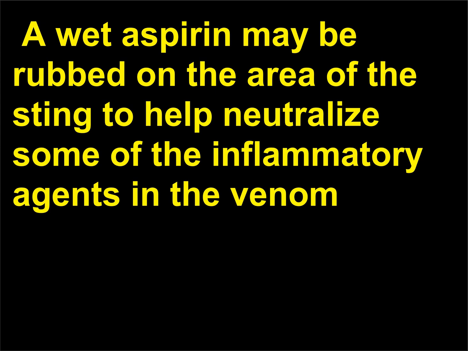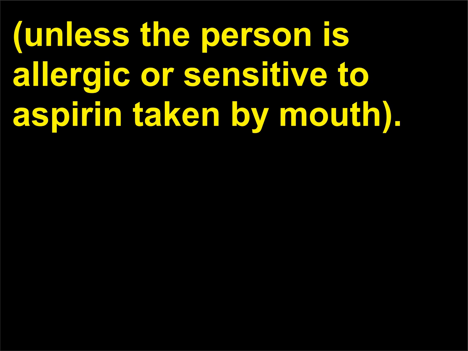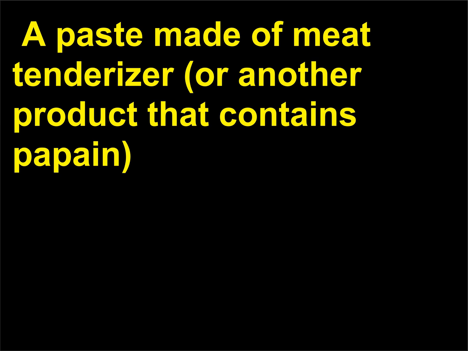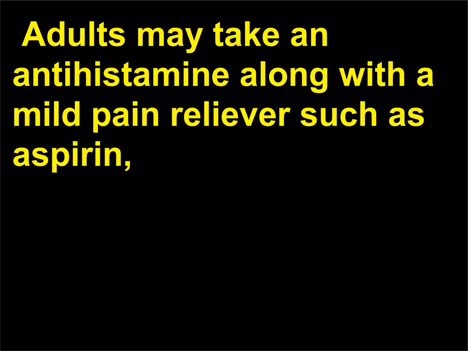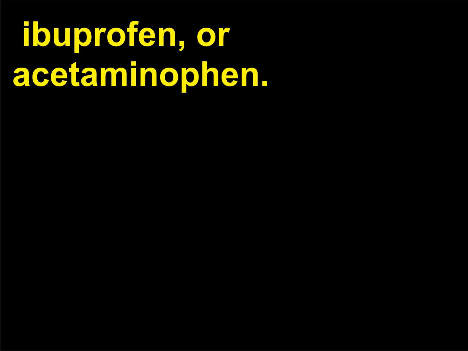A wet aspirin may be rubbed on the area of the sting to help neutralize some of the inflammatory agents in the venom, unless the person is allergic or sensitive to aspirin taken by mouth. A paste made of meat tenderizer, or another product that contains papain, mixed with water will relieve the pain. Adults may take an antihistamine along with a mild pain reliever such as aspirin, ibuprofen, or acetaminophen.